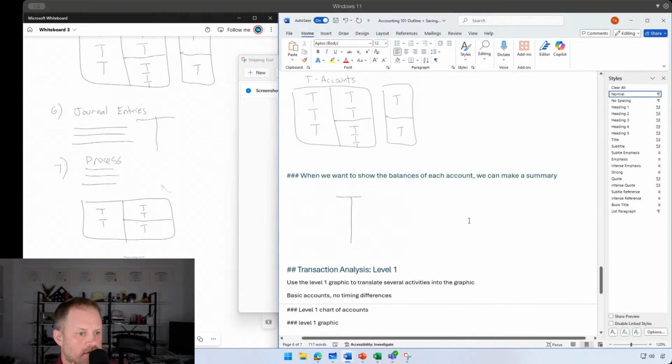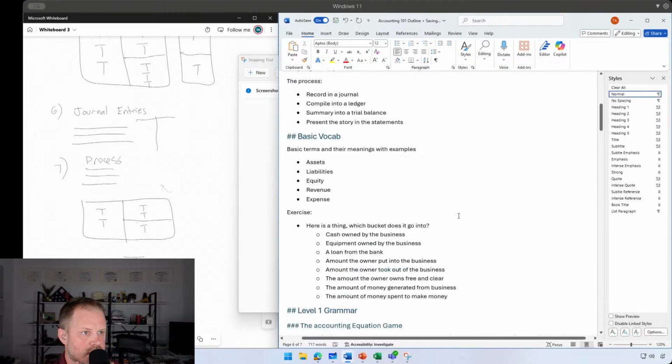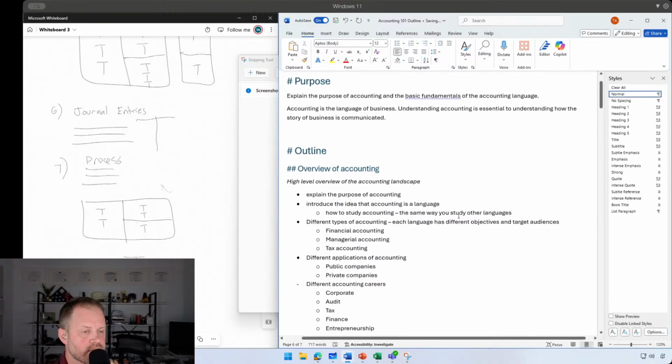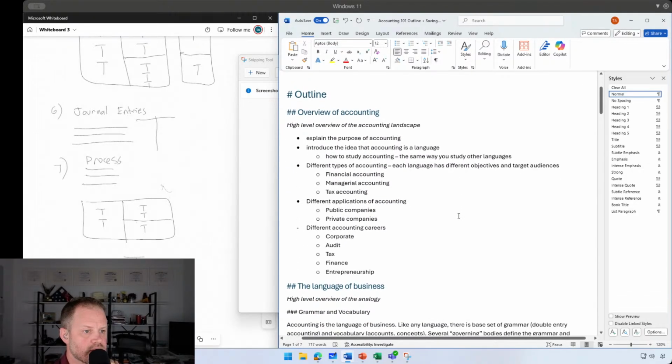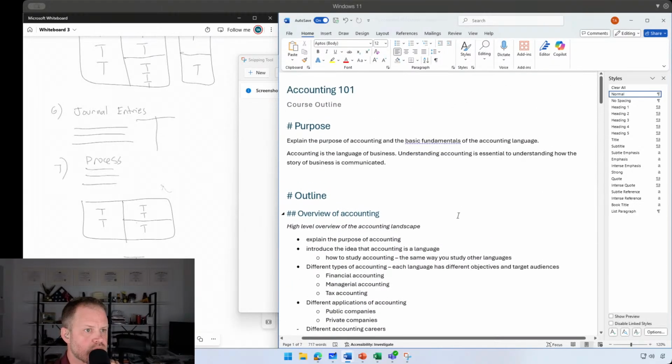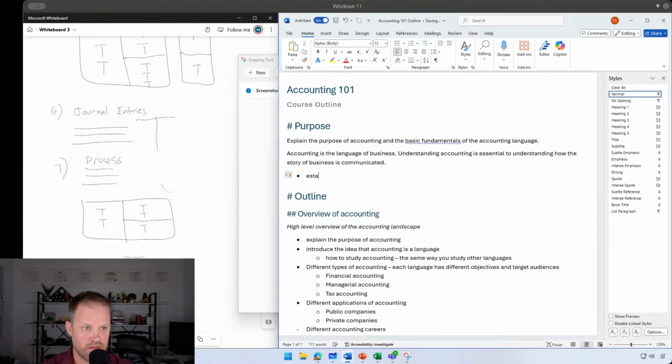Great. So let's zoom back up. What we're doing here is establishing level 1 graphic and level 1 transaction analysis.